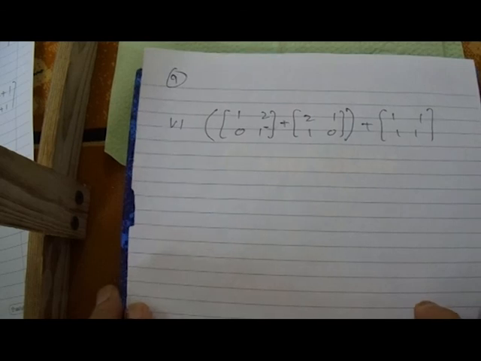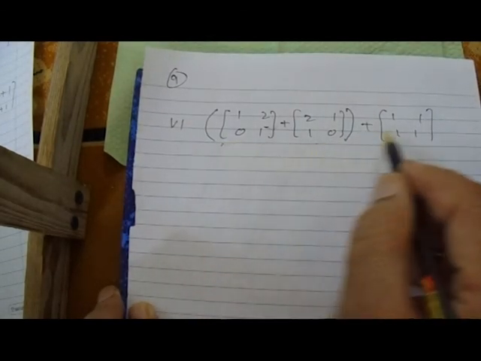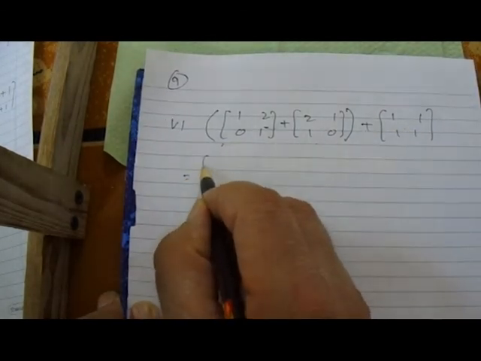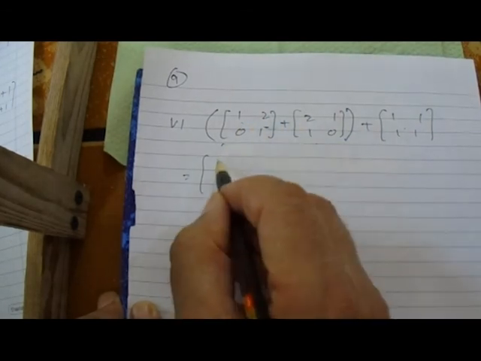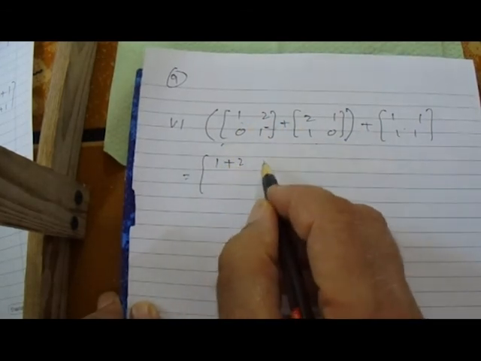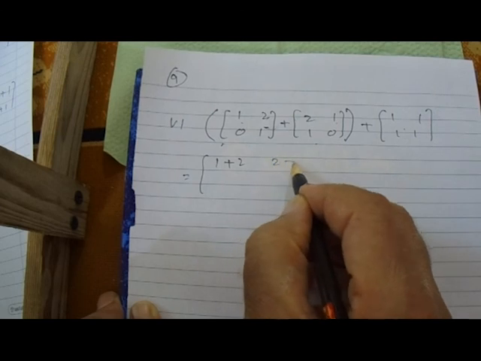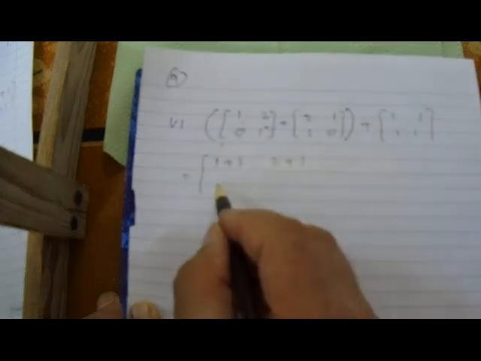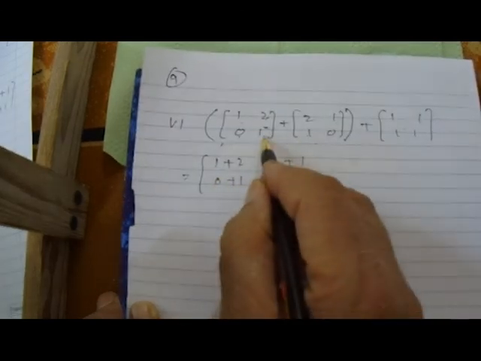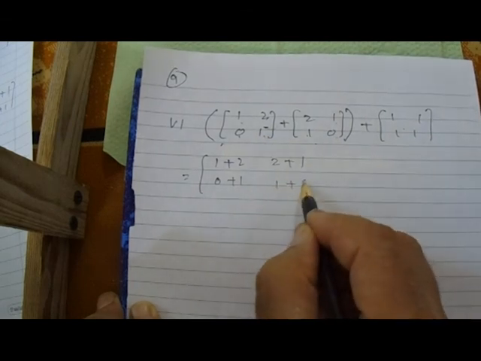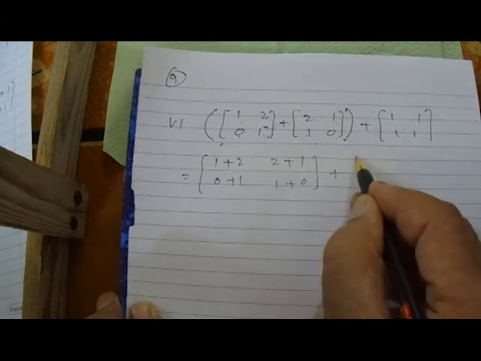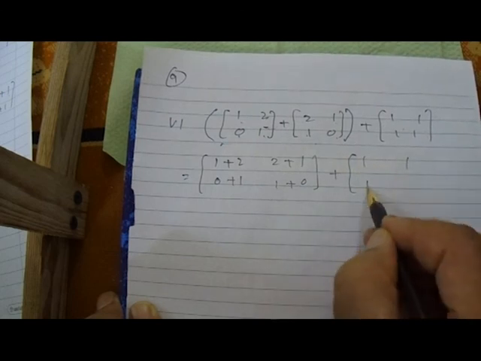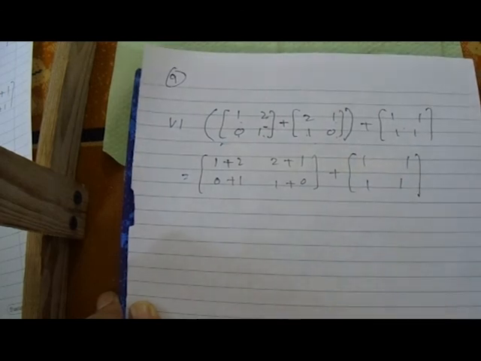The next part is sixth. This is our sixth part. First we add this, then we add this: it is equal to 1 plus 2, 1 plus 2 and 2 plus 1, 2 plus 1, 0 plus 1, 0 plus 1 and 1 plus 0, 1 plus 0. Now we add this: 1 1 1 1. Now we write again.